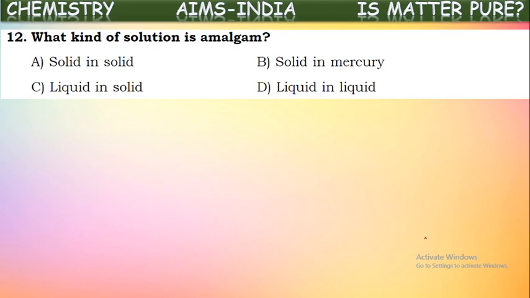Generally, these amalgams, like silver amalgam and gold amalgam, are used in filling of teeth cavities. These amalgams are formed by mixing some solid metals into mercury. So solid in mercury. Amalgam is a type of mixture of solid in mercury. Okay. Next one.